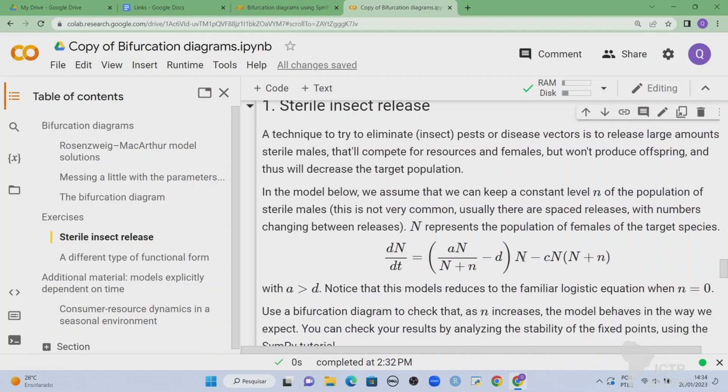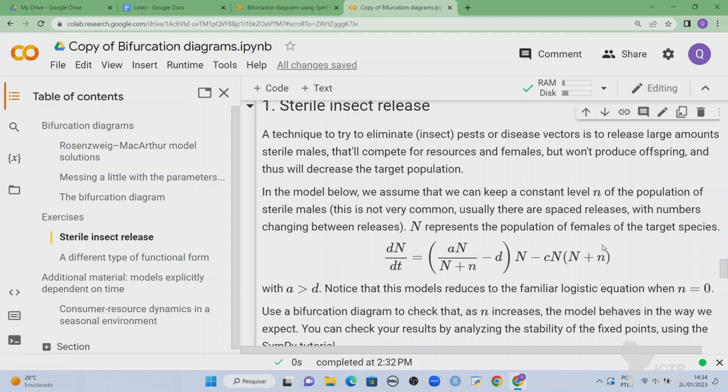And you see that for n equal to 0, this n cancels with this n over here, and this becomes just a. So this is a constant birth rate. And a minus g is the r, the intrinsic growth rate.